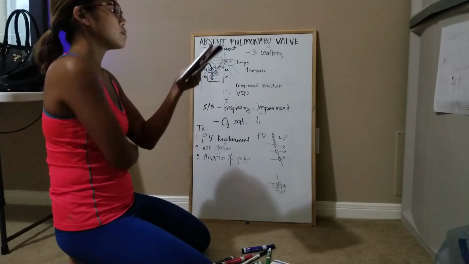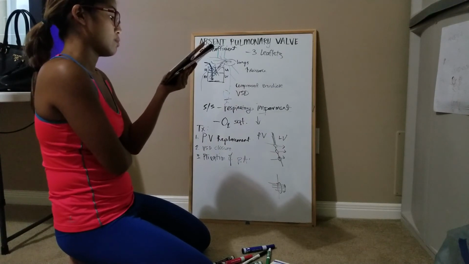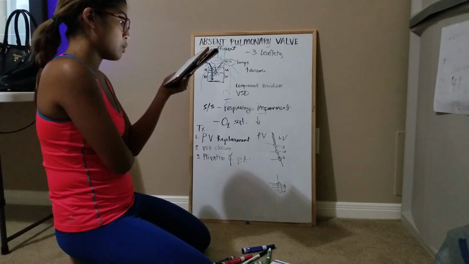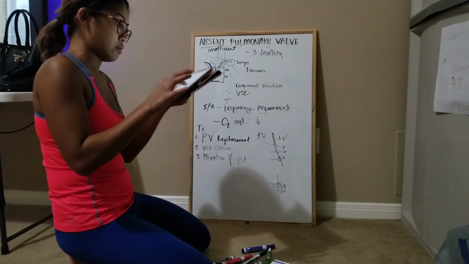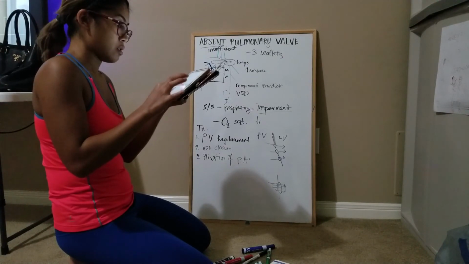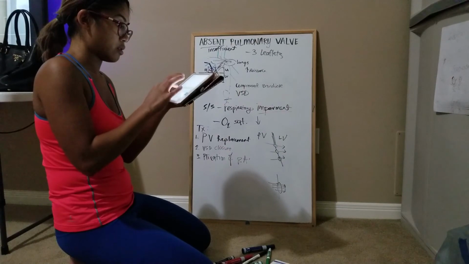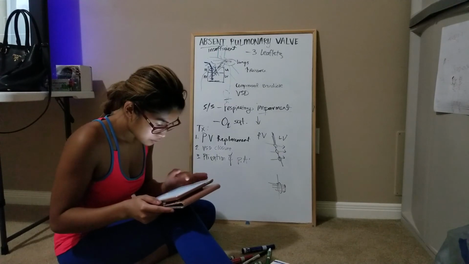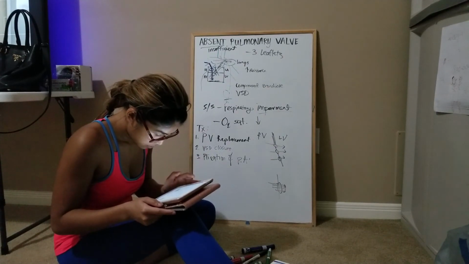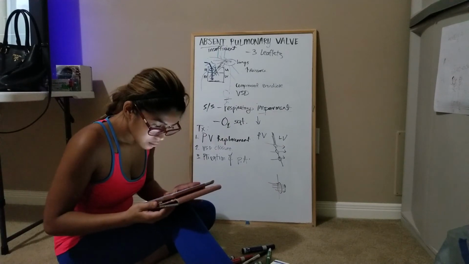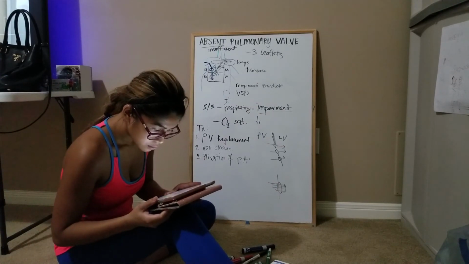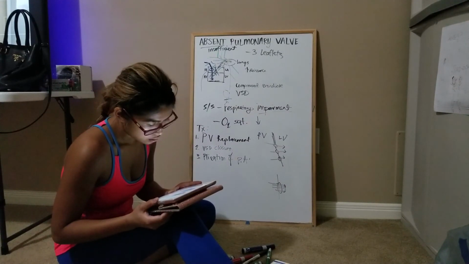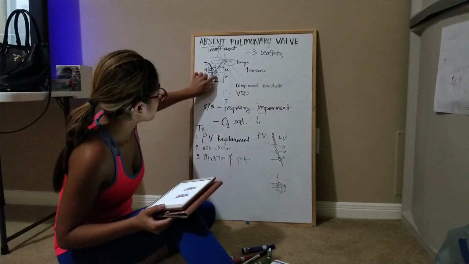Plication definition. I don't even know if I'm saying it right. Plication: a fold or being folded. Plication of pulmonary artery. Alright, it says here, absent pulmonary valve.